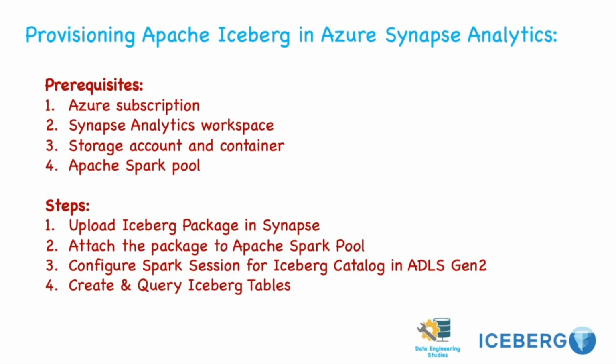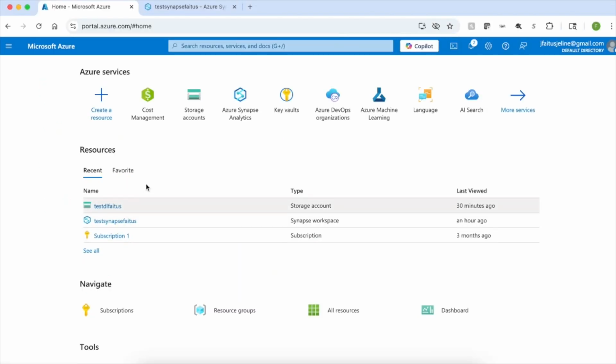In order to provision Apache Iceberg, you need to upload the Iceberg package in Synapse. Next, we need to attach the package to the Apache Spark pool. Next, we need to configure the Spark session for the Iceberg catalog in ADLS. The last step is to create and query the Iceberg tables. We will see the practical implementation of all these steps. Here is my Azure homepage and I have a storage account.